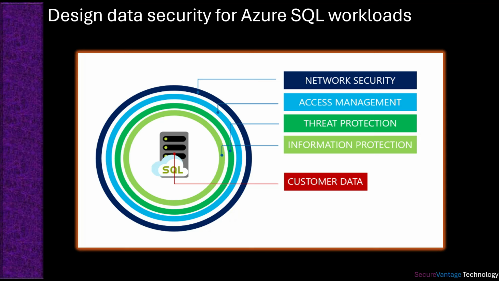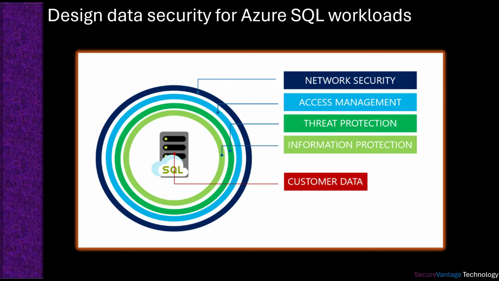For authorization, once someone is in, you need to control what they can do. Imagine giving different keys to different employees. Some can only open certain doors. In Azure, you can assign roles that limit what users can do in your database, which will help you enforce the principle of least privilege.